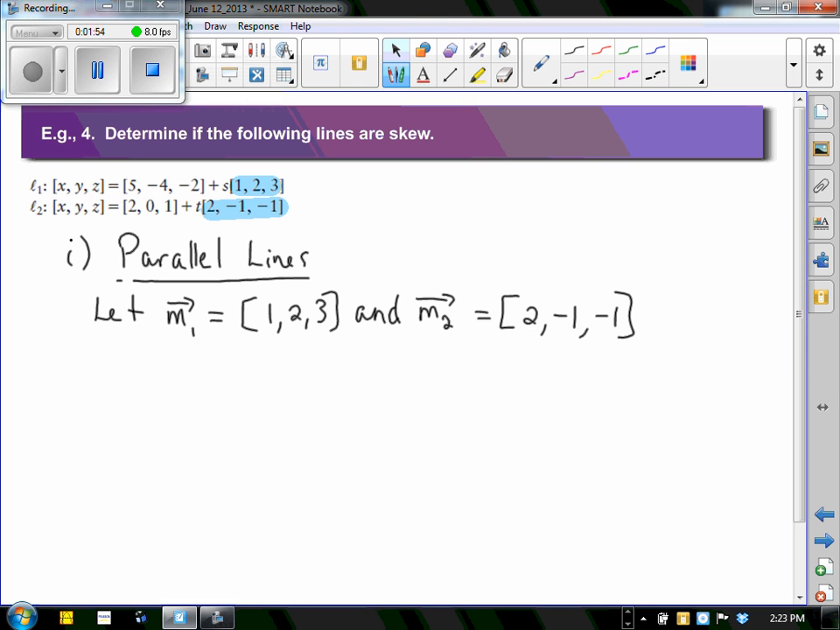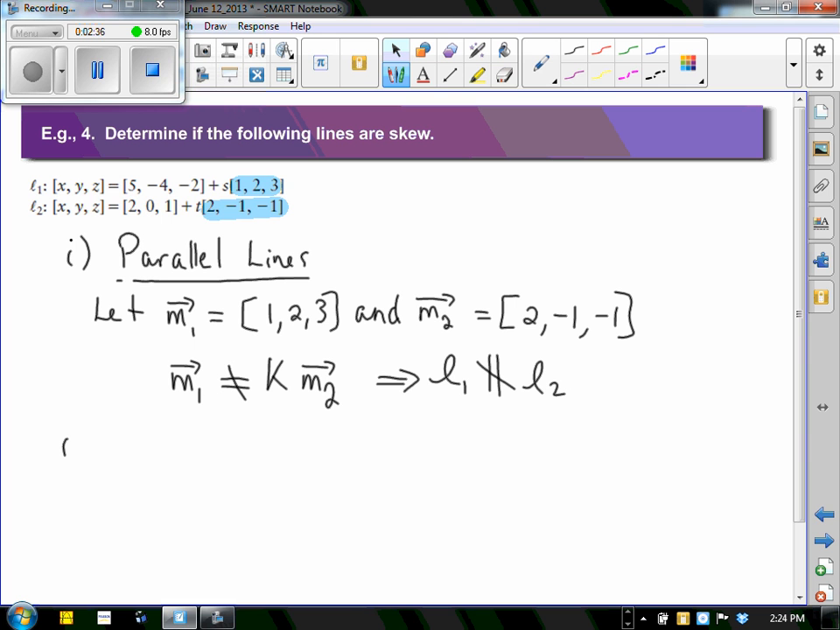What you can see is that in this case M1 does not equal any particular scalar multiple of M2. So what does that imply? It means that our lines are not parallel. So L1 is not parallel to L2. Now, that's not quite enough to show that the lines are skew.